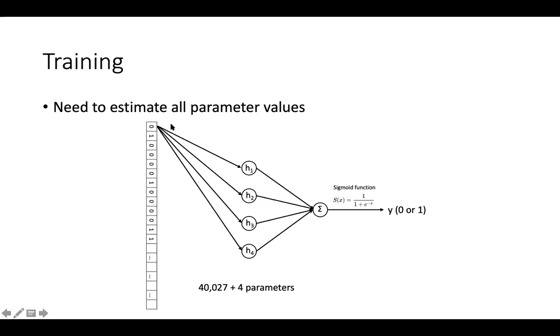There is a gigantic matrix here, which is 4 by 40,000, and there's one vector which is 4 by 1. So in total there's 4 times... So this is a typo. So this is 4 times 40,000 plus 4 parameters that we need to estimate using the maximum likelihood principle.